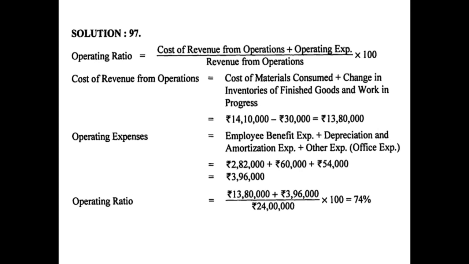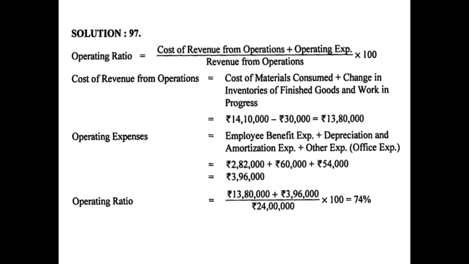Now we need operating expenses. We know that operating expenses means employee benefit expenses plus selling expenses plus depreciation plus amortization expenses plus other expenses. So the information which is given in this question is employee benefit expenses 2,82,000 plus depreciation and amortization expenses 60,000 plus your other expenses 54,000. So your operating expenses is equal to 3,96,000.